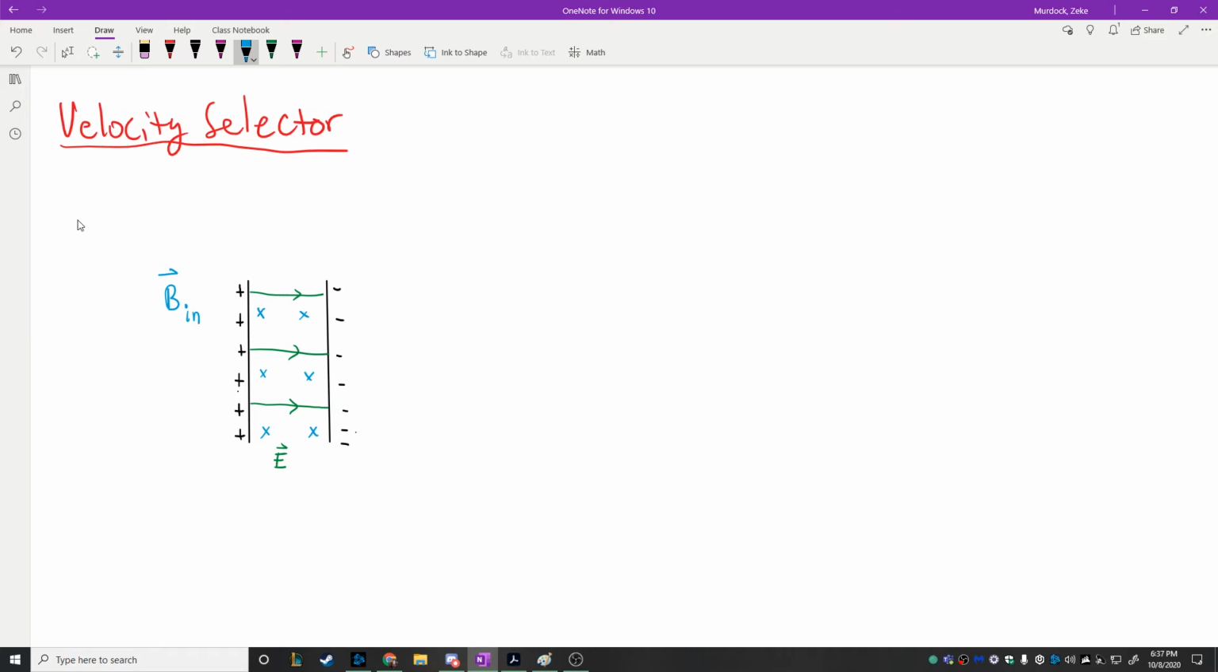So the electric field points to the right, the magnetic field points into the page like this. And then what we have is, on one end there's a slit. Here we'll do just like a line. So on one side we'll have a line like this here, but there's going to be an opening in it.